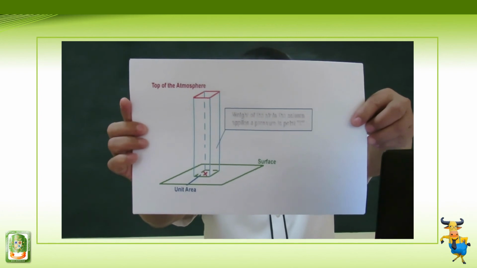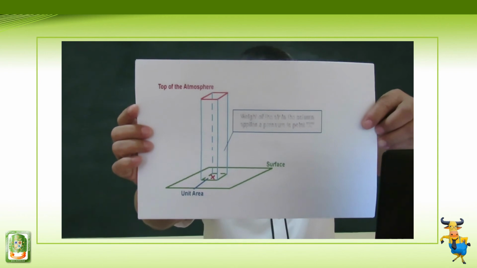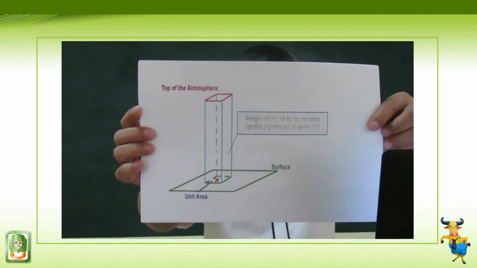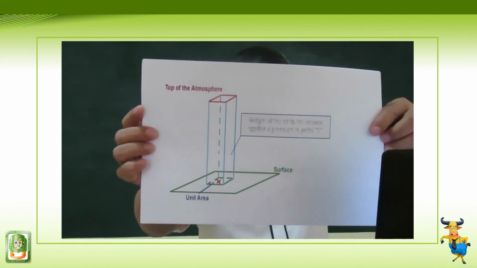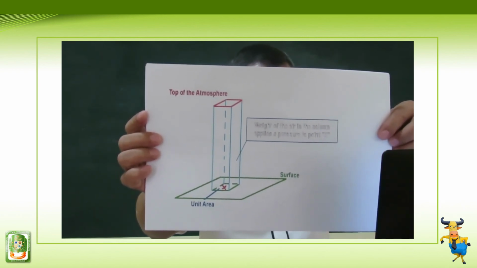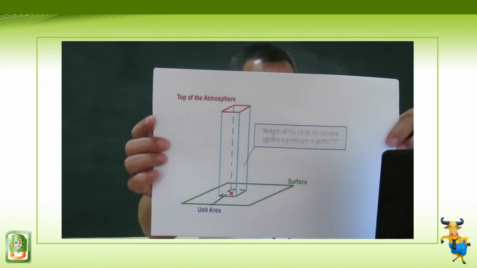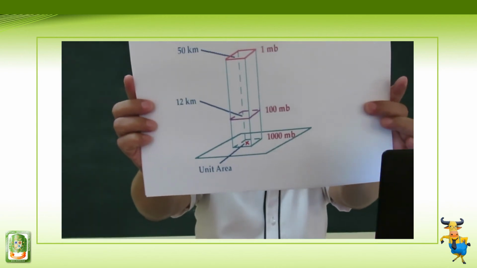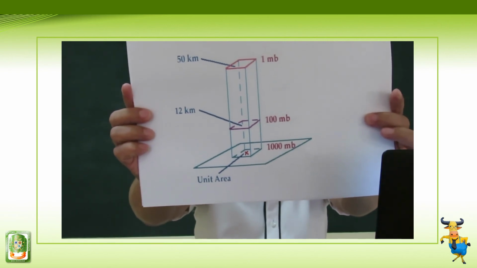The pressure at point X increases as the weight of the air above it increases. The same can be said about decreasing pressure, where the pressure at point X decreases if the weight of the air above it also decreases. At the top of the atmosphere, the weight of the air in the column applies a pressure to point X. Pressure equals weight over height. Pressure decreases with increasing altitude.